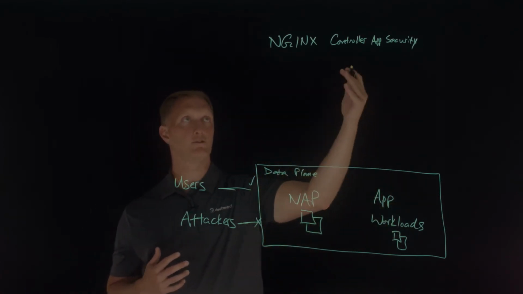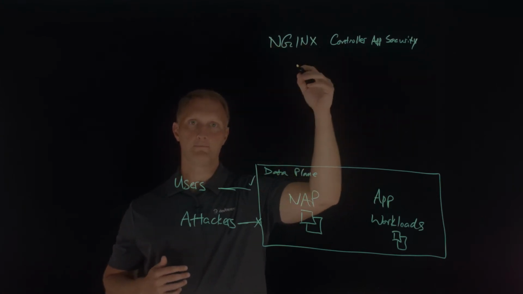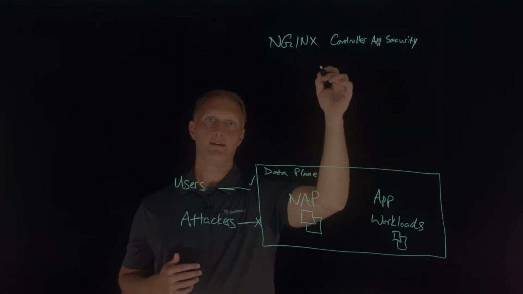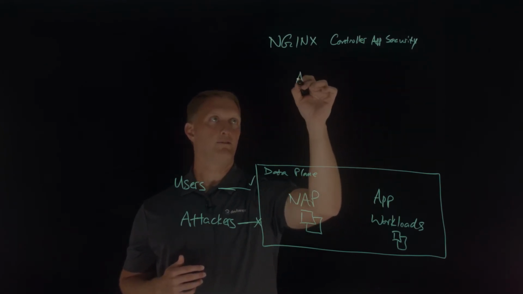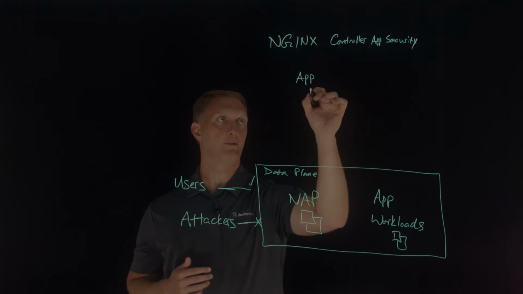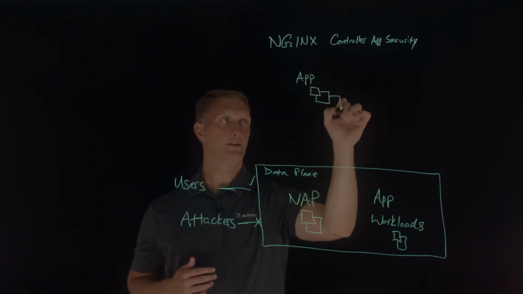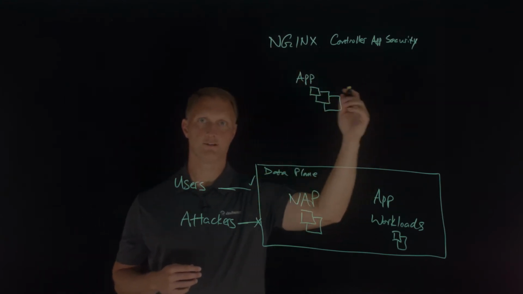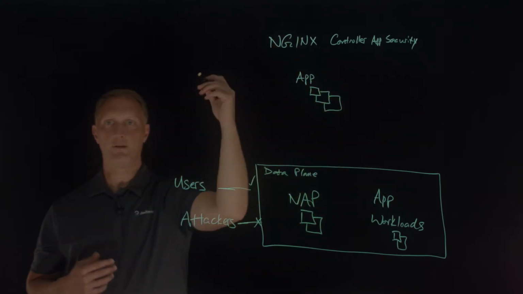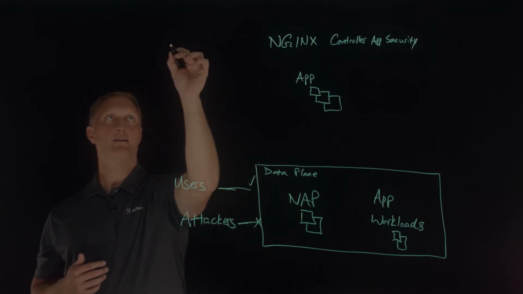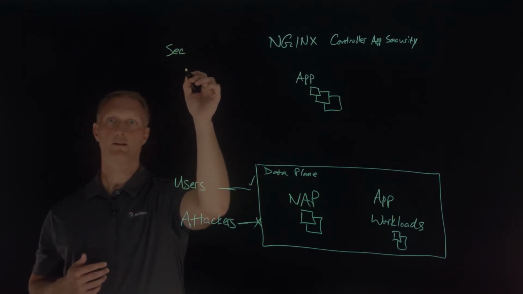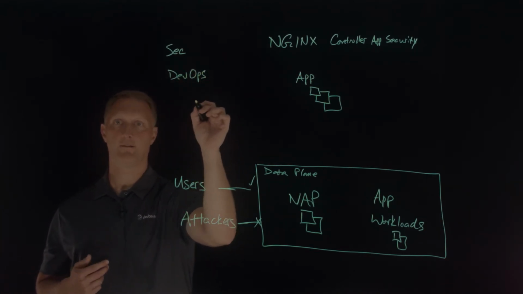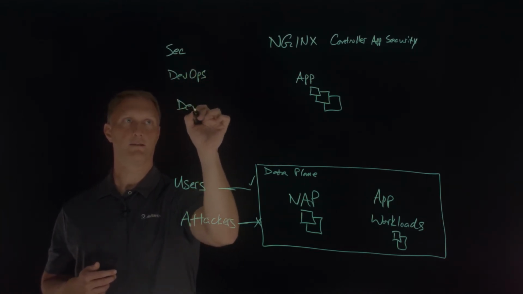So here in the control plane, or management plane even, I'll put this NGINX Controller App Security, and then you've got applications defined. So I'll just put app, and then maybe put a few of these that are defined here within the control plane, management plane functions. And then outside of that, you have a variety of teams. Maybe you have a security team, so I'll just put security. Maybe you have a DevOps team, so I'll put DevOps. Maybe you have a development team, or like a developer out here.